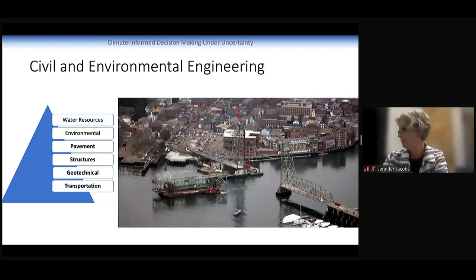This is a picture of a bridge that's being built, or that was being built, in my hometown of Portsmouth, New Hampshire. And it's a great example of how every discipline has a bunch of sub-disciplines. Within civil and environmental engineering, we have water resources, environmental, pavement, structures, geotech, transportation, sometimes coastal engineering, and sometimes others. So if we look at that bridge as a system, the bridge part that's being floated in, that's known as the superstructure.